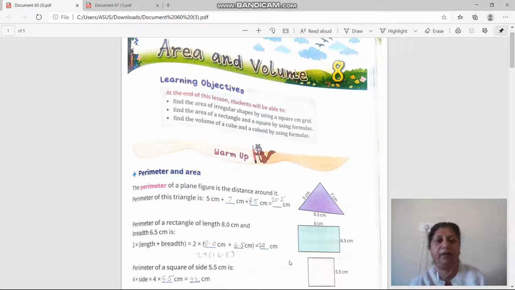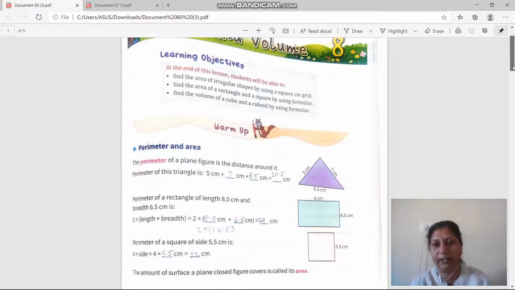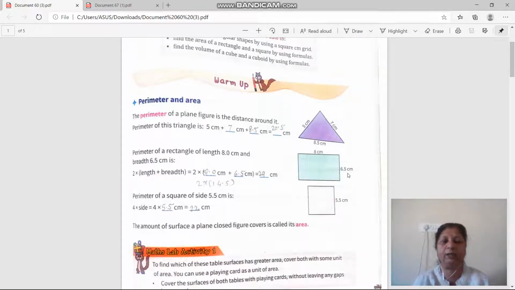Get it? Now the last figure is of square. So in square all sides are equal, all angles are right angles. Now if we want to calculate the perimeter of this square, then it is equal to 4 into side, that is 4 multiplied by 5, it is 20 centimeter. Clear everyone? Now we see our next concept, that is area.